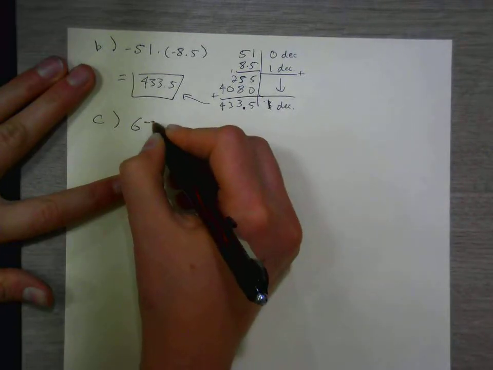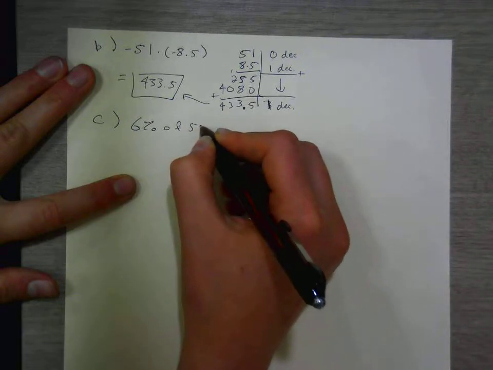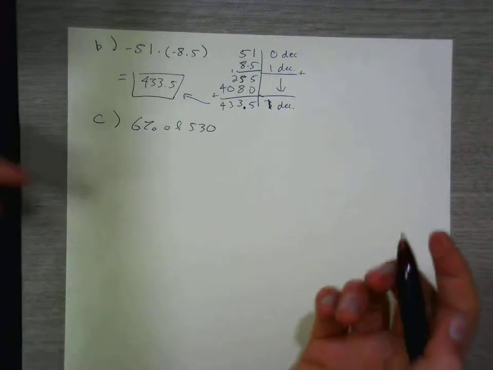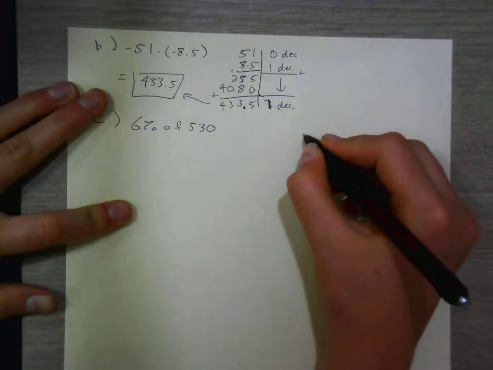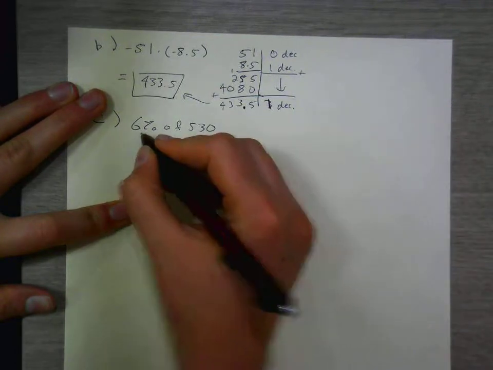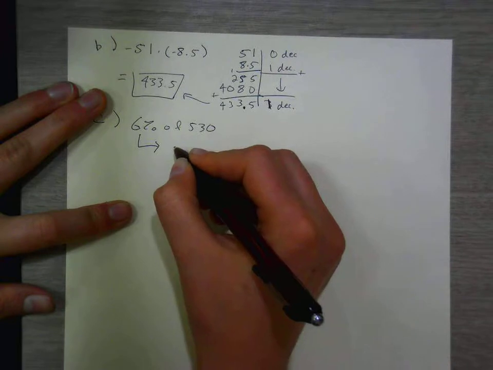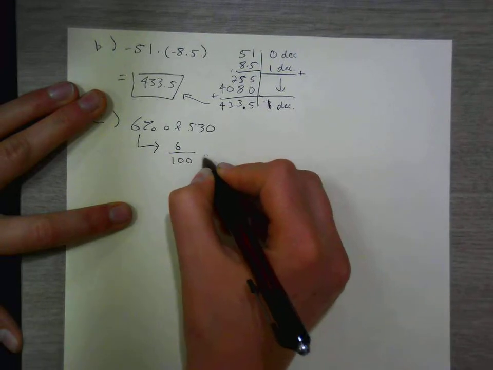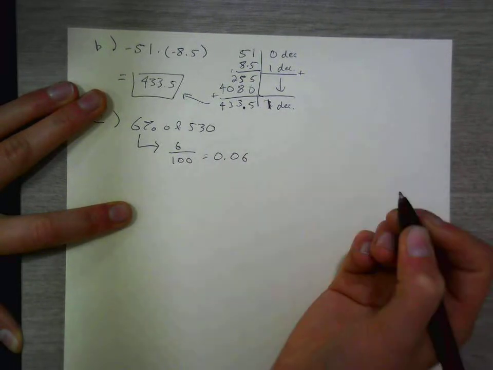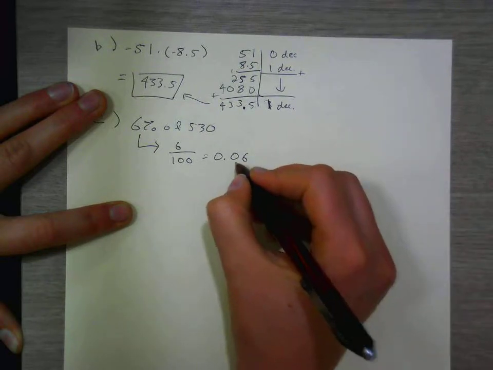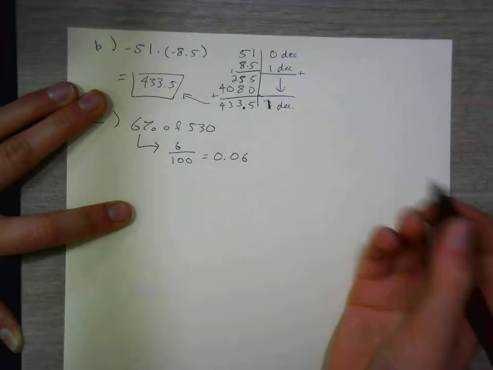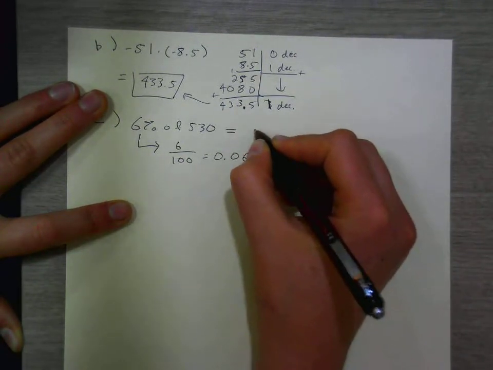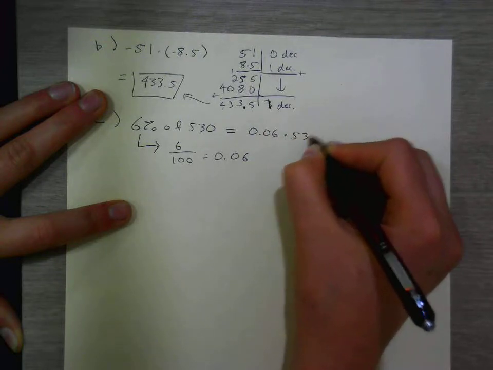C, 6% of 530. Remember, when you're given a percent, the first thing you're going to do is to write that percent as a decimal. So we have our percent. To make it into a decimal, we take 6 divided by 100, which equals 0.06. Because it's 6 hundredths. This is the 10th place, the 100th place. So we have this much of that much. Now remember, when you say of, you just mean multiply. So this equals 0.06 times 530. That's what that problem means.